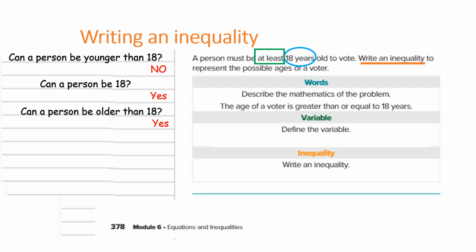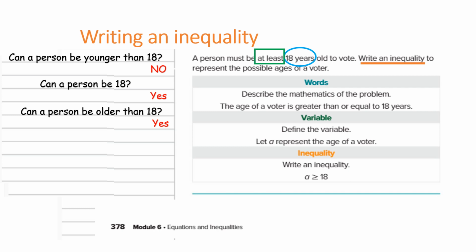So when we start looking at what we're being told, right? If I am asked to describe it in my assignments, then I would say the age of the voter is greater than or equal to 18 years. So if we're going to use the variable A to represent the age, I need to write an inequality, because that's what we underlined when we cubed our word problem. And then we're going to say that A, whatever the individual's age is, has to be greater than or equal to, because that's what that underline means, 18.